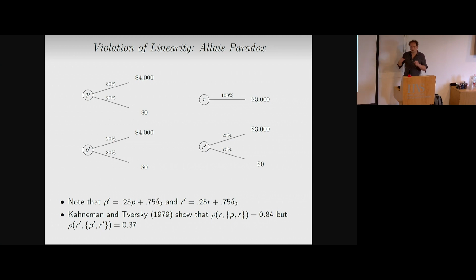So the axiom says the fraction of people who chose P should be the same as the fraction of people who chose P prime. But as Kahneman and Tversky and Allais and others discussed, this is not true in practice. In practice, people find this lottery very appealing. But once you mix this with 0, then the $4,000 is bigger than $3,000. These two probabilities are similar, so a lot of people switch to P prime.